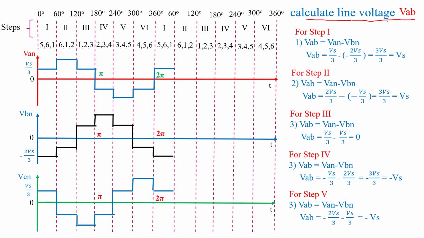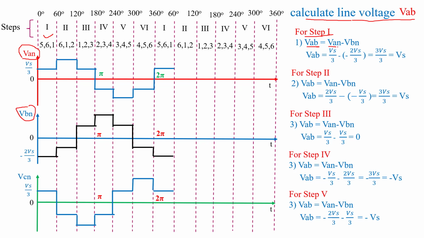So to calculate line voltage, here we use the phase voltage waveform that we already discussed. By using this phase voltage value, we calculate the line voltage. Here also we analyze step by step. Step 1 is from 0 degree to 60 degree. For step 1, on the right hand side, we calculate the line voltage VAB, that is equal to VAN minus VBN.